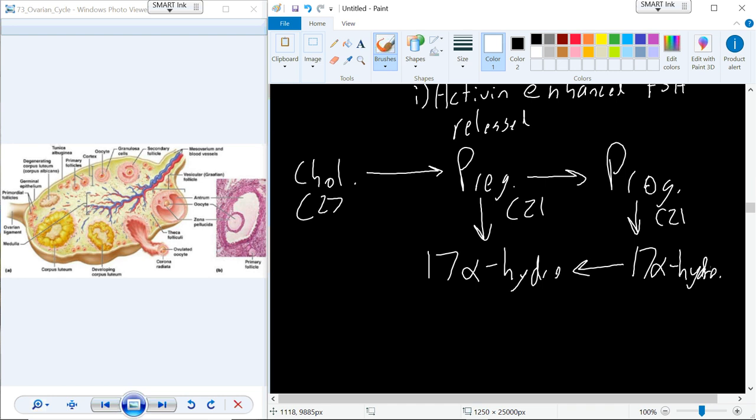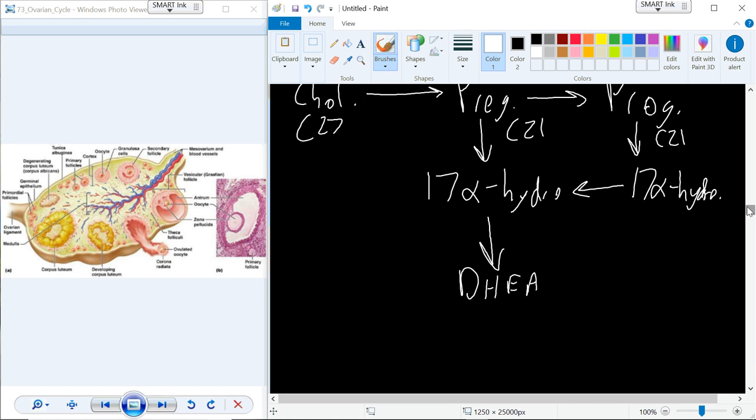So then all of it filters back to here, where now we can produce DHEA, dehydroepiandrosterone. This is our 19-carbon molecule. And so this is where we're going. This is the part of the biochemistry that we're going to affect when LH binds to the thecal cells.